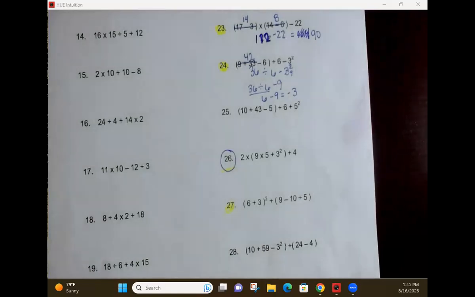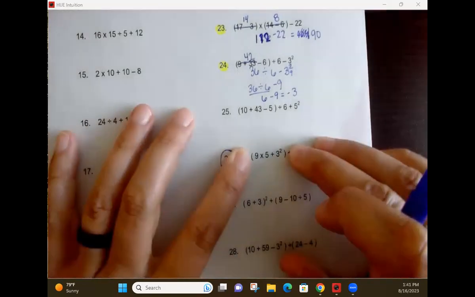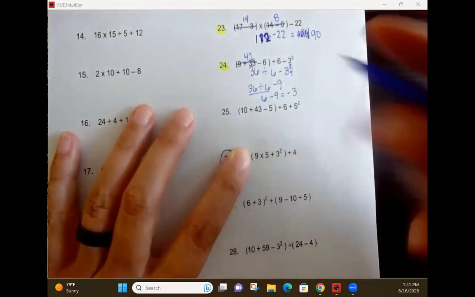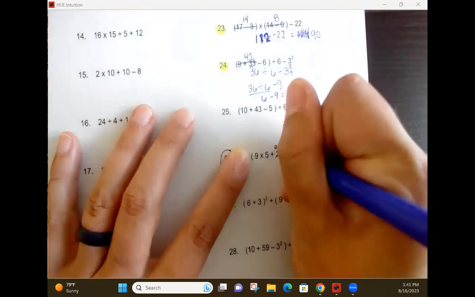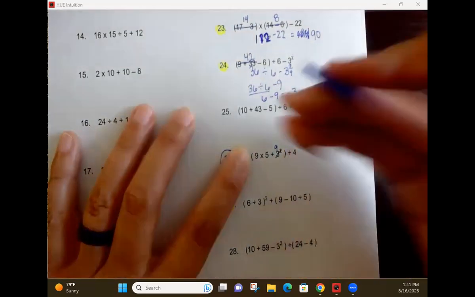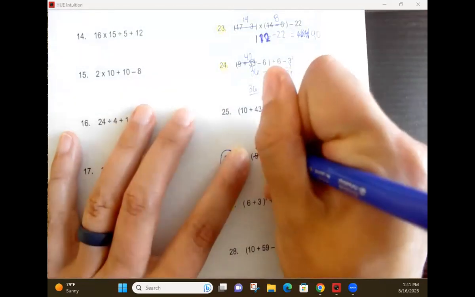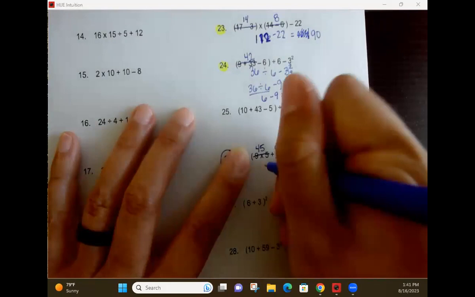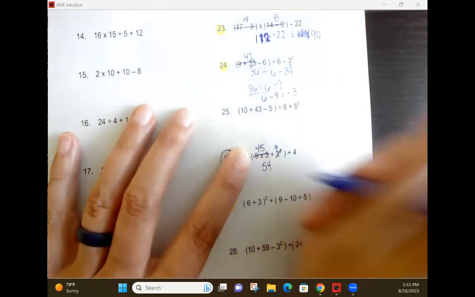Okay, let's check 26. Where do I start? Inside the parentheses. What am I going to do first inside the parentheses? The exponent, right? 3 squared is 9. What do I do next? The multiplication. 9 times 5 is 45. And then I can add these together. So we've got 54 here.